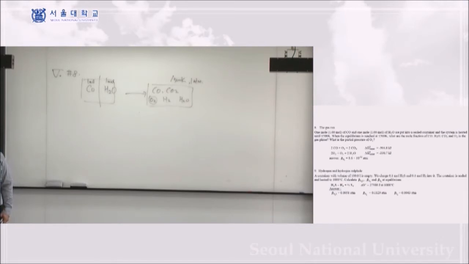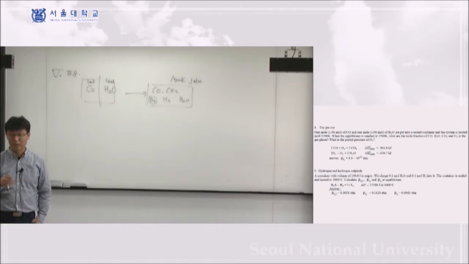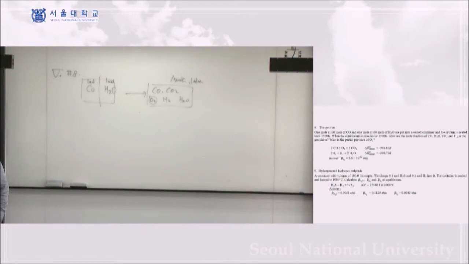So as I keep mentioning to you, there are always two kinds of questions. One is whether this reaction, which direction I'm moving now. So this direction. Then you have to calculate delta G, whether delta G is negative or positive or 0. That actually gives you the direction, okay?